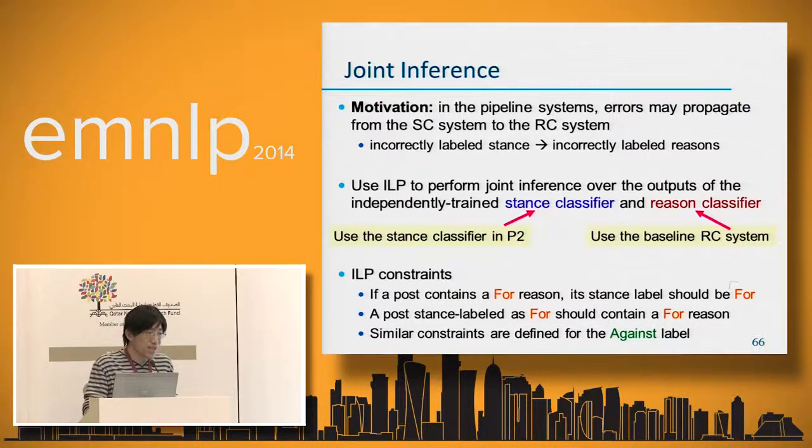And the question is, what ILP constraints do we have here? And here are the ILP constraints we use. If a post contains a for reason, its stance label should be for. A post whose stance is labeled as for should contain a for reason. And similar constraints are defined for the against label.